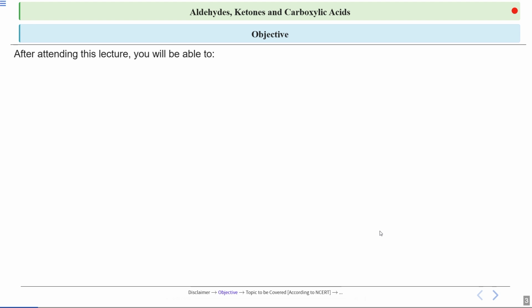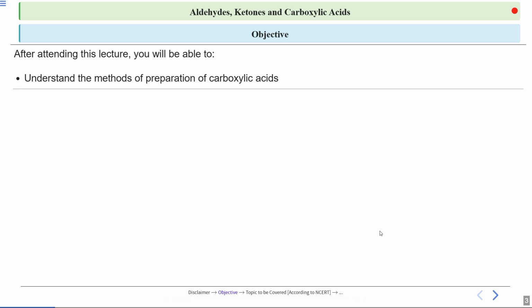So what is the objective of today's lecture? After attending this lecture, you will be able to understand the method of preparation of carboxylic acid. In today's lecture, our main focus will be the preparation methods of carboxylic acids.